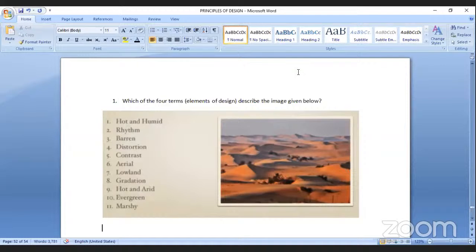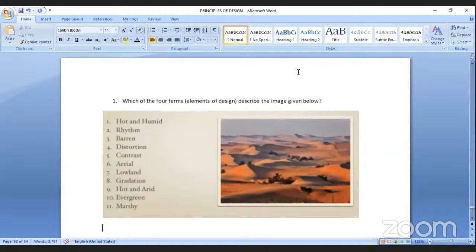Next, third one, barren. Is it barren? Yes, it's barren. Barren means there is no vegetation, without moisture-containing things. Without vegetation, no moisture. Barren. Distortion?